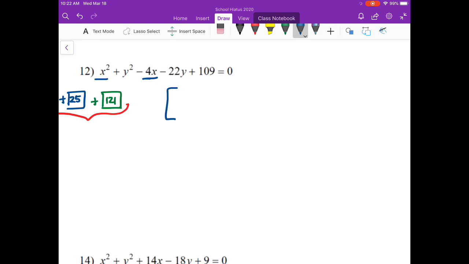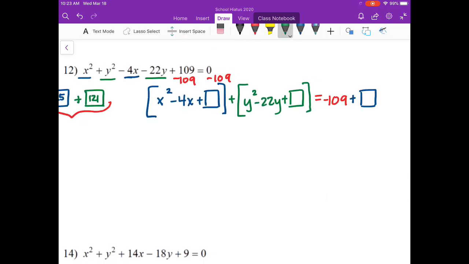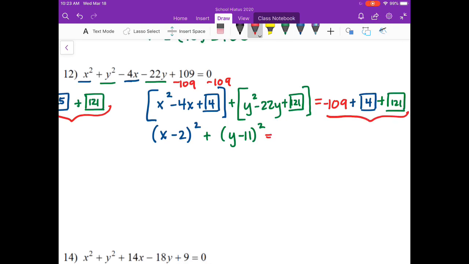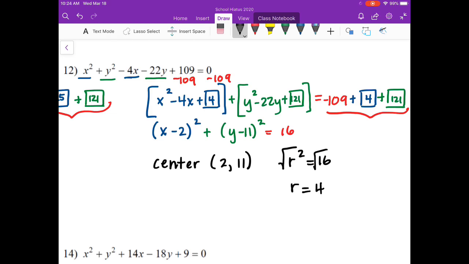We'll repeat the same process for number 12. Group your x terms together and your y terms together and move 109 to the other side of the equation. Now we'll take half of 4, drop it into the parentheses, square it, and add it to both sides of the equation. We'll do the same thing for negative 22, and then combine like terms on the right. The center of this circle is 2, 11. The radius squared is 16, so the radius is 4.